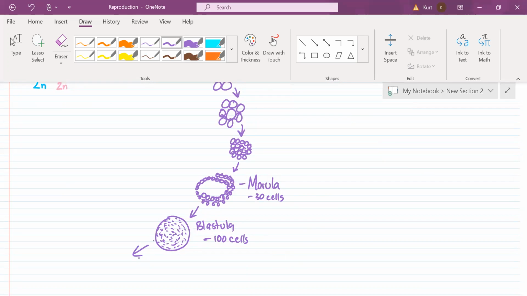Humans is just 9 months. Do not make the assumption that everything is 9 months. It is not. Not everything is 9 months. We are. I'm sure there's other organisms out there and other species out there that are close to 9 months, but everything is different.